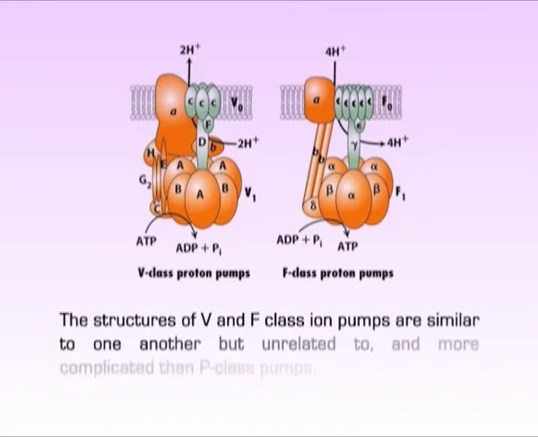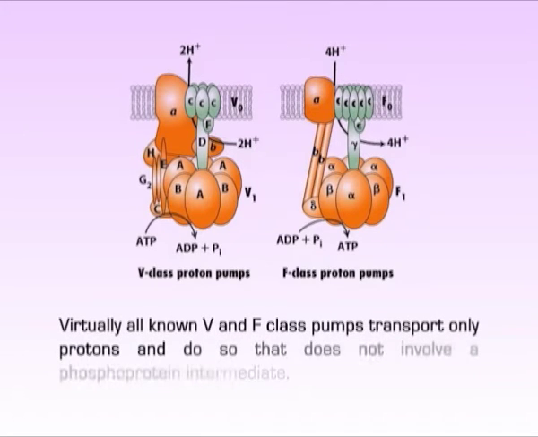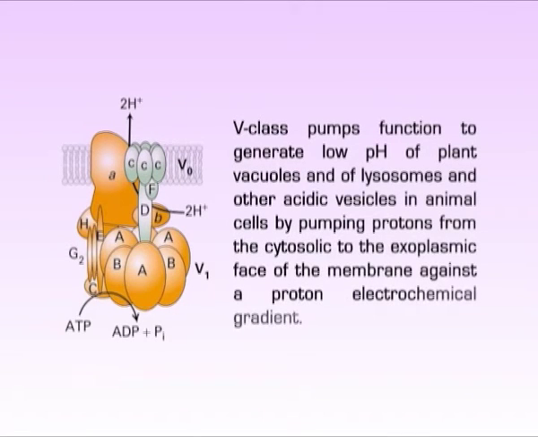The structures of V and F class ion pumps are similar to one another but unrelated to and more complicated than P class pumps. Virtually all known V and F class pumps transport only protons, and do so in a way that does not involve a phosphoprotein intermediate. V class pumps function to generate low pH of plant vacuoles and of lysosomes and other acidic vesicles in animal cells by pumping protons from the cytosolic to the exoplasmic phase of the membrane against a proton electrochemical gradient.